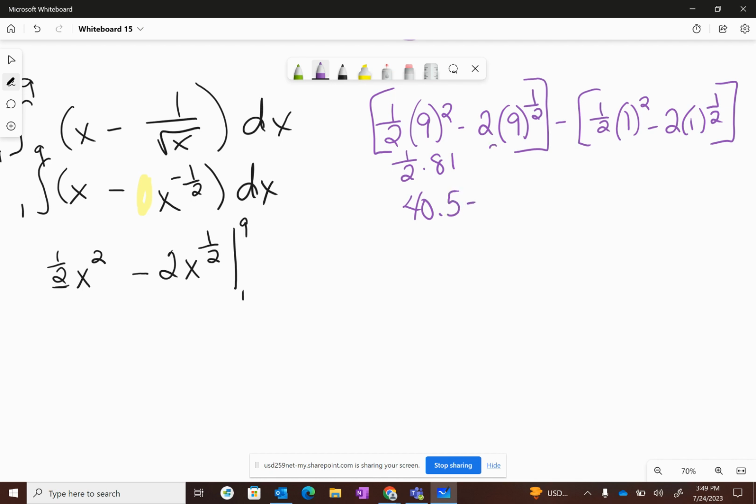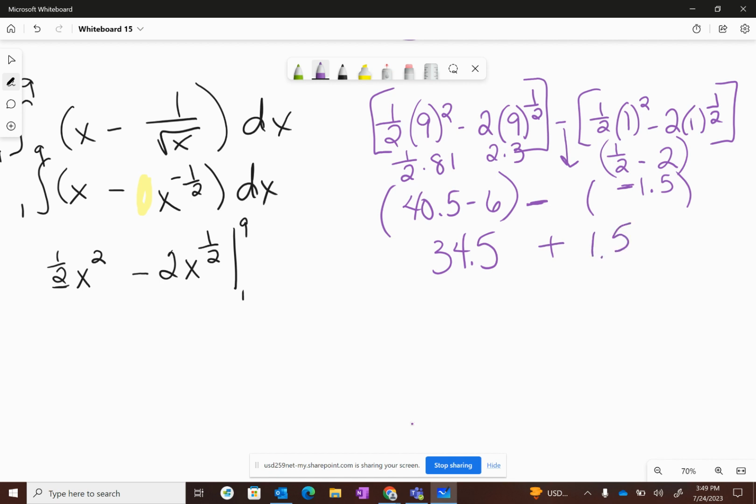Square root of 9 is 3. 2 times 3 is 6. 1 squared is 1. 1/2 of that is 1/2. 1 square root of that is 1, so we have minus 2. So this right here is going to be a negative 1.5, but we have this negative coming down. So we have a minus, minus. Okay, so think about that. So 40.5 minus 6 is going to be 34.5. My minus tells me to add 1.5, and that's going to give me 36.